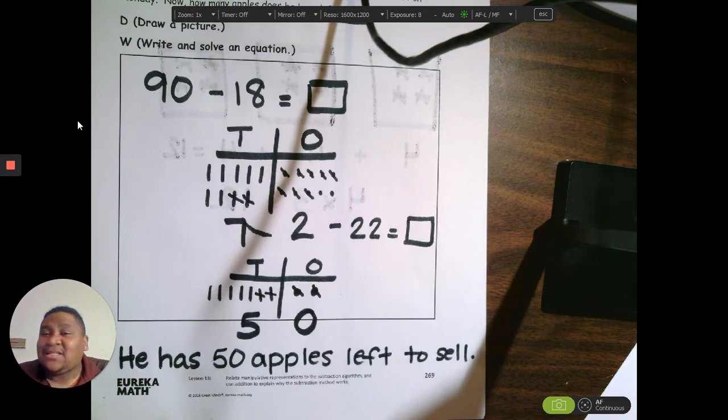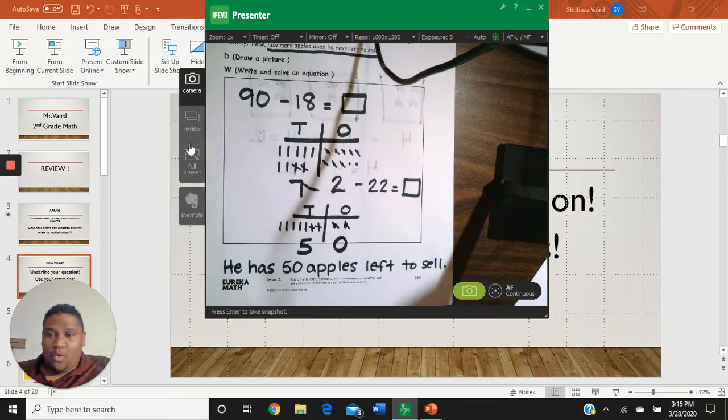So, guys, I do not want you to get bogged down into thinking that you do not know how to solve the word problems using your different strategies. You know how to solve these word problems. I have complete faith in you. So, we're done with our review.